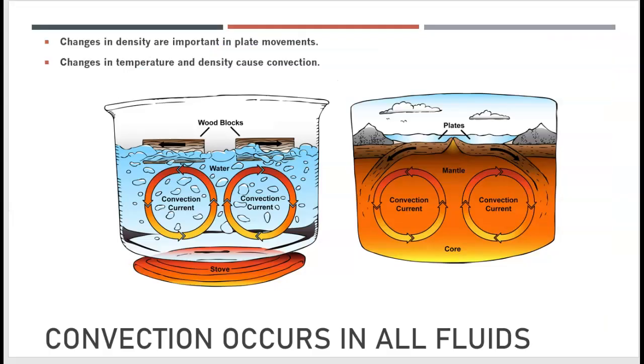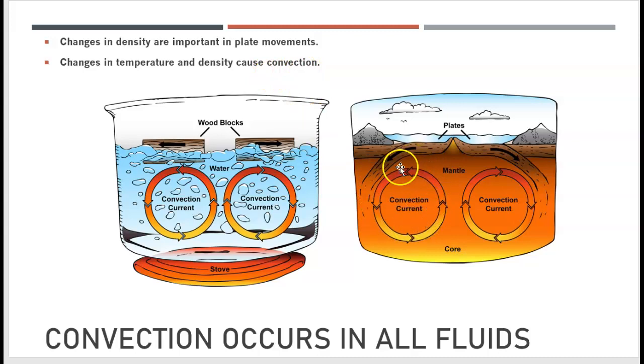Okay, let's take a look again at what all of this fluid movement means. Changes in density are important for plate movement. So changes in the density of the mantle, as it heats up, it becomes less dense and it rises. And then when it rises, it's away from the heat source, so it cools down and becomes more dense. These changes in temperature and density cause convection.